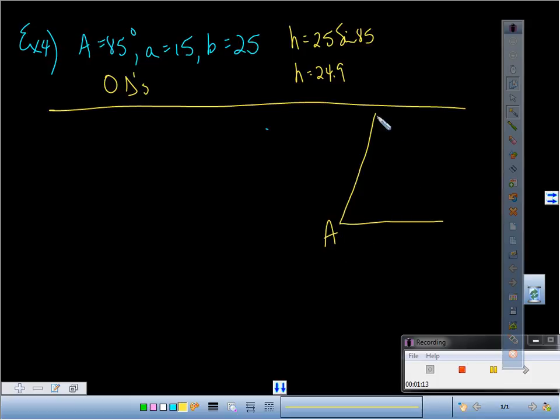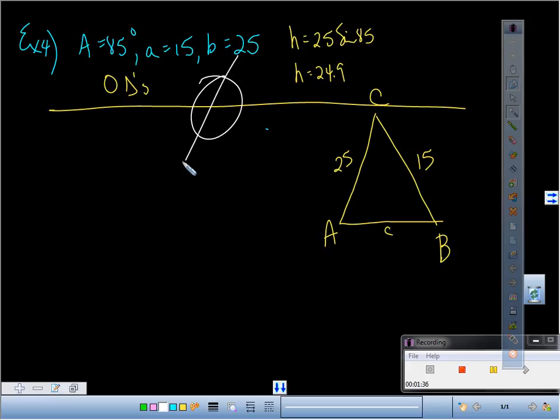All right, side A is 15, side B is 25. This is C, and this is side C. All right, what are you forced to find first? I don't have to find the height. I mean, I already found the height, and really already told my answer. You're not going to have an answer on this, okay?